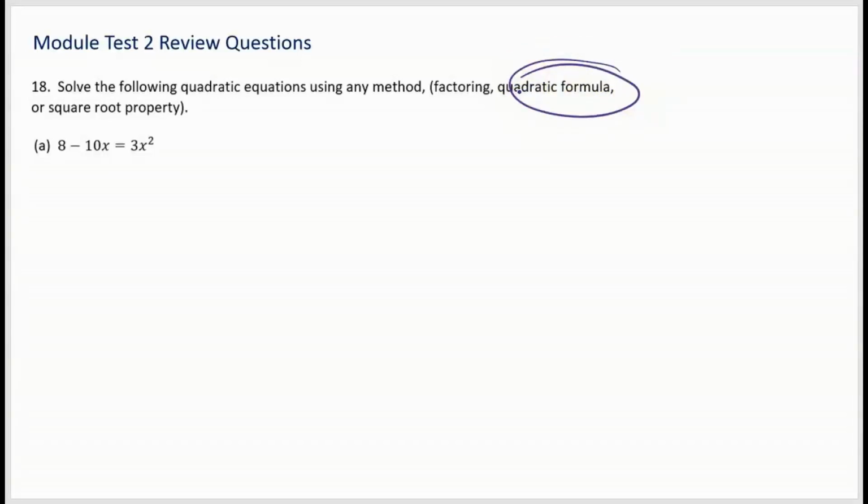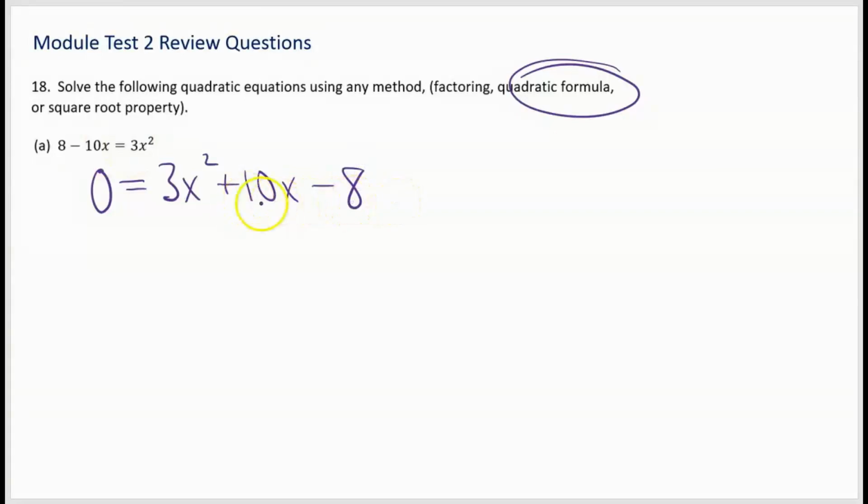You just got to identify your A, B, and C. So it has to be in the right form, which means set it equal to 0. Also, your x squared term, let's make it always positive, okay? So I'm going to leave the 3x squared here on the right, and I'm going to move the 8 over, because it's going to make it negative. I'm going to move the negative 10x over, that's going to make that positive, which would give us 0 equals 3x squared. Again, the minus 10x turns plus 10x, the plus 8 turns minus 8.